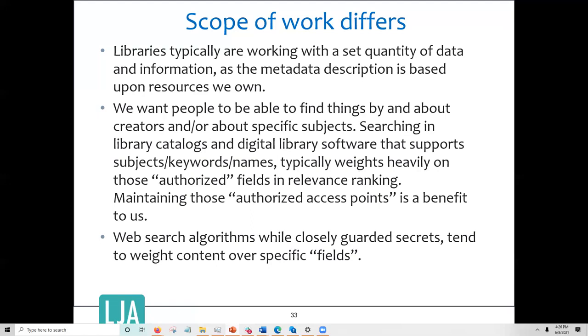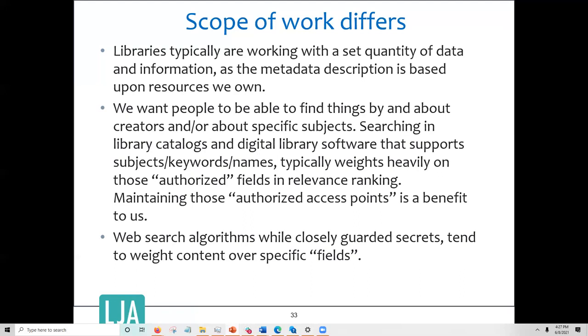And we also have standards in place. For better or worse, we have MARC formatting, or maybe if we're in a digital library, we have XML or RDF on that side. So we have some formatting that helps structure what we do. We do want people to be able to find things by and about the creators they're looking for, and also subjects. When our users are searching, they're probably most likely to search for subjects, or we might call them keywords, or names.